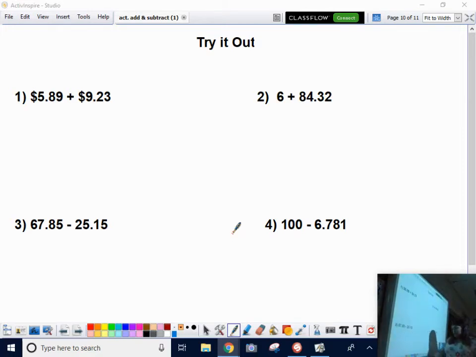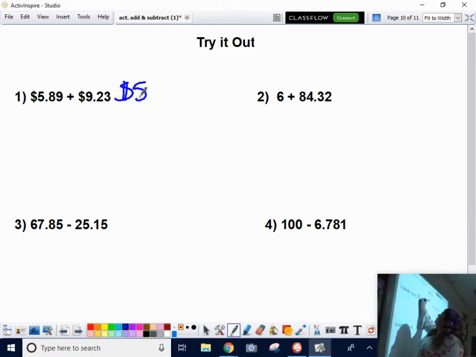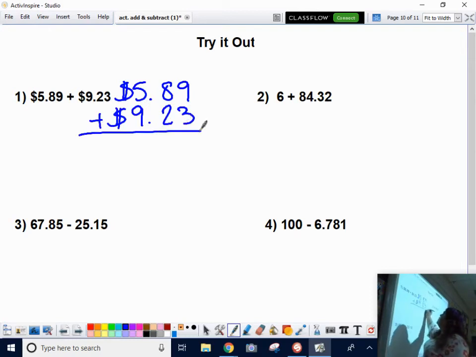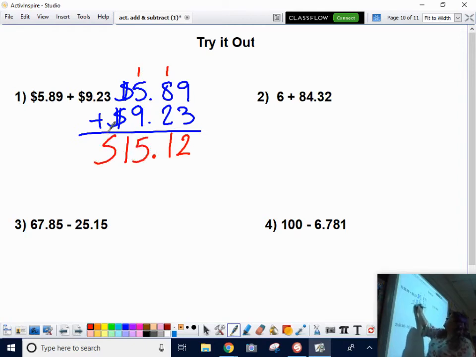The first one you were supposed to do, it said to add $5.89 to $9.23. So hopefully you had everything lined up just like that, okay? Then when you add it, let's see, 9 plus 3, 12, carry your 1, 8, 9, 10, 11. Bring that decimal down. 9, 10, 15. Okay, did y'all get $15.12? Awesome.